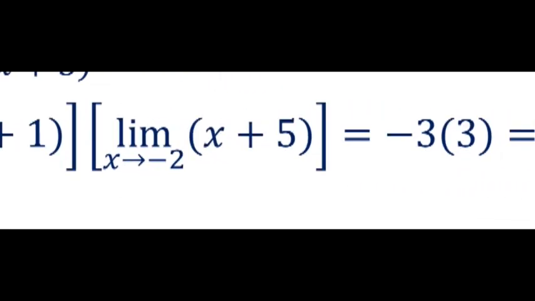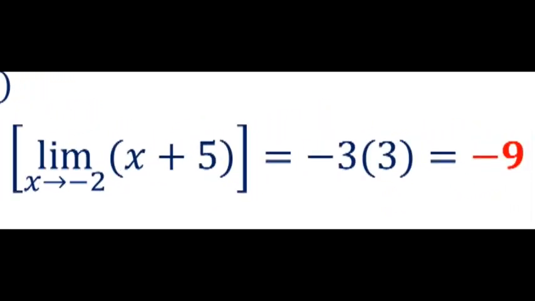So the first function is 2x plus 1. When you simplify it, it becomes negative 3. And then the other function is 3. And when you multiply negative 3 by 3, it gives us negative 9. So the limit of 2x plus 1 times x plus 5 as x approaches negative 2 is negative 9.